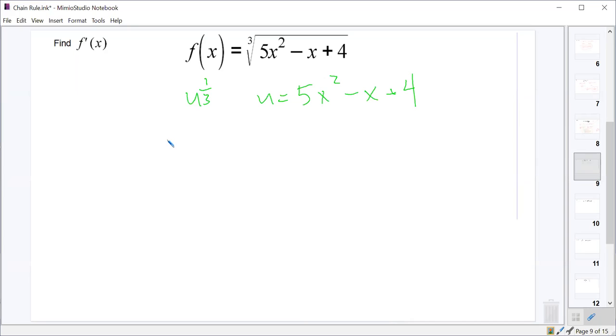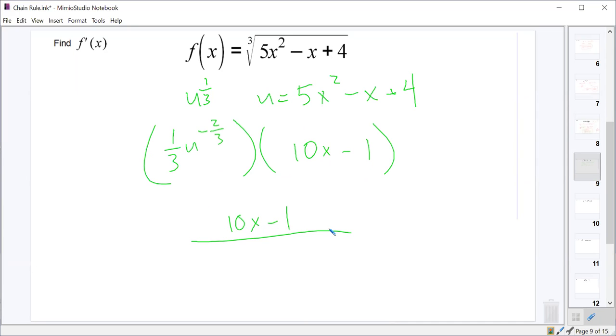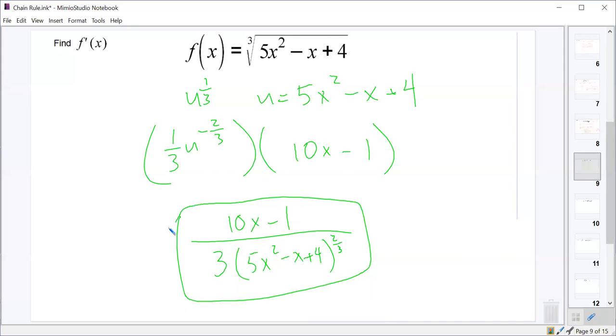What's the derivative of u to the 1/3? 1/3 u to the -2/3. Perfect. And the derivative of 5x squared minus x plus 4 ought to just be 10x minus 1. So we just need to multiply those two things together, right? That's going to give us a 10x minus 1 in the numerator. It's going to give us a 3 in the denominator, and then we'll take that u to the -2/3 and drop it to the denominator as a u to the +2/3. Good or no?